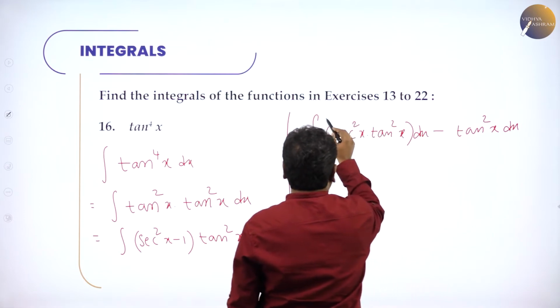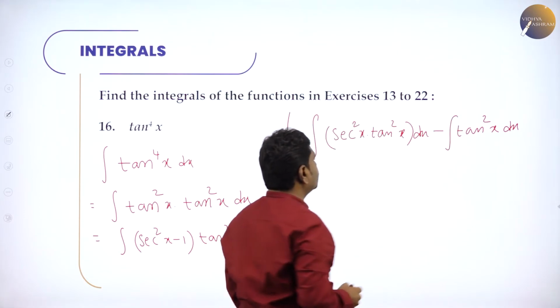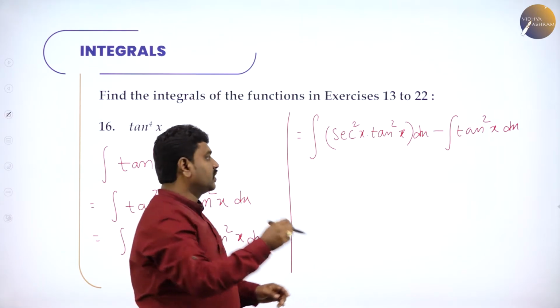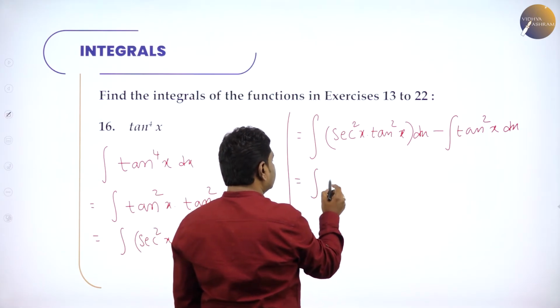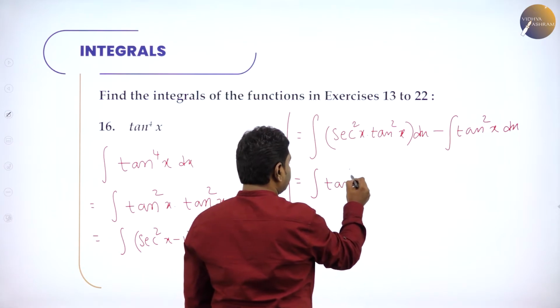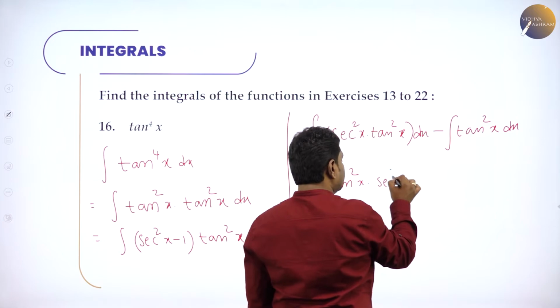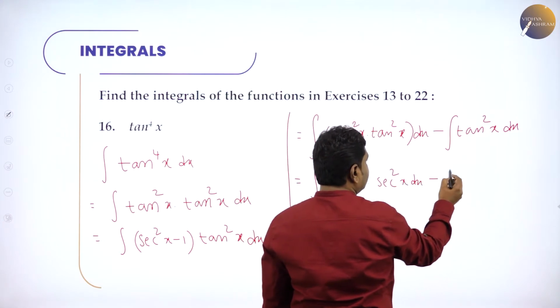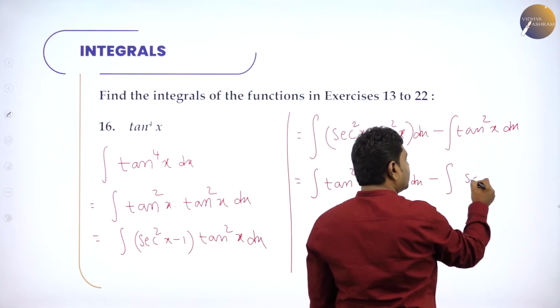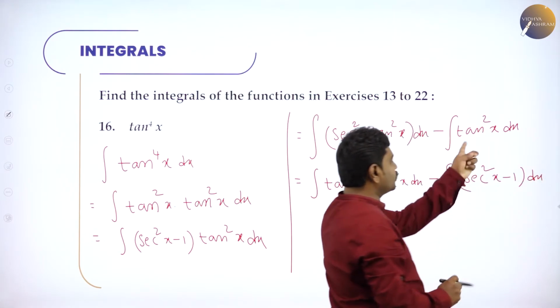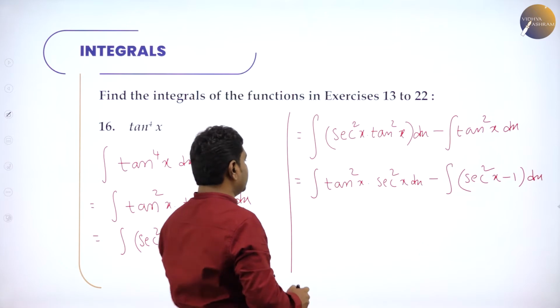So now two terms are there. I'll integrate each. Now how to integrate this? All of you know the derivative of tan is secant square. So further I'll write it as, first, tan square x and then secant square x dx, minus, you know, tan square x can be written as secant square x minus 1. This is integrable. So tan square x, I'll write it as secant square x minus 1 and I'll integrate.